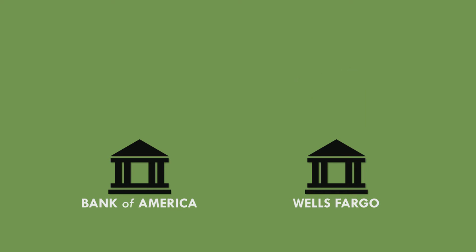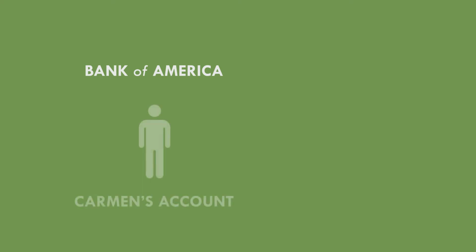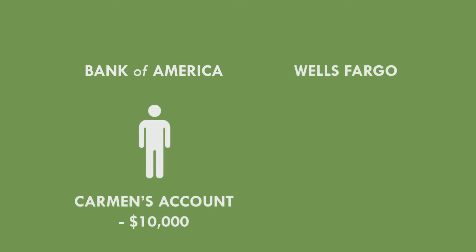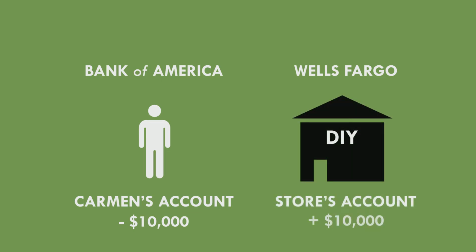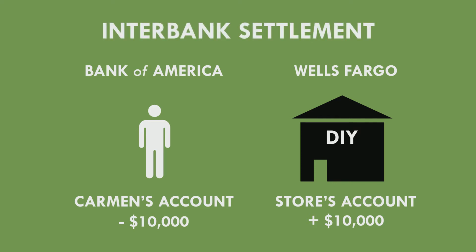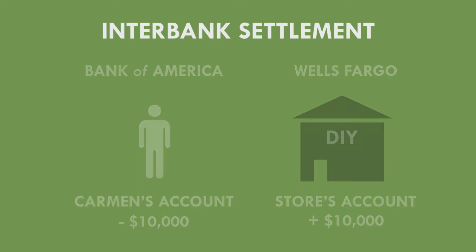It's just more convenient for the banks to use the electronic central bank reserves than to carry around all that cash. Then Bank of America would reduce the balance of Carmen's account by $10,000, and Wells Fargo would add that amount to the balance of the store's account. This process of banks making payments between themselves is called interbank settlement, and it's really important to understand it because it's essential to the way that banks are able to create money.